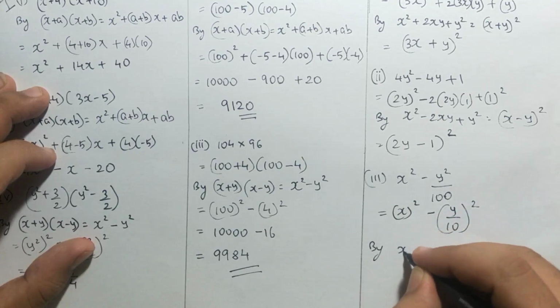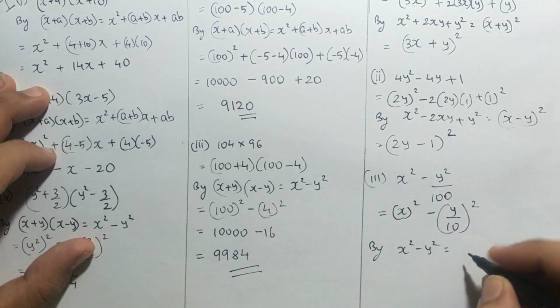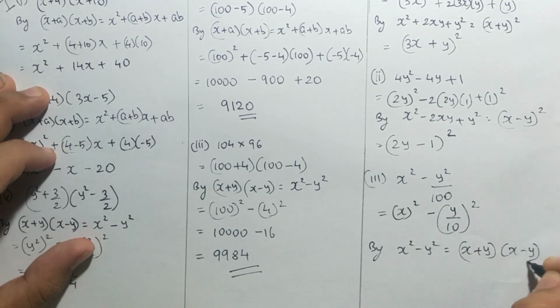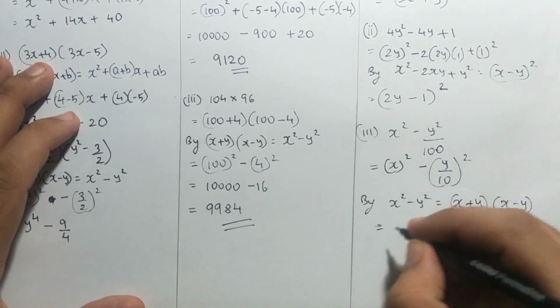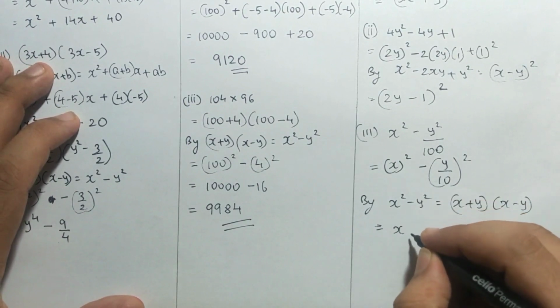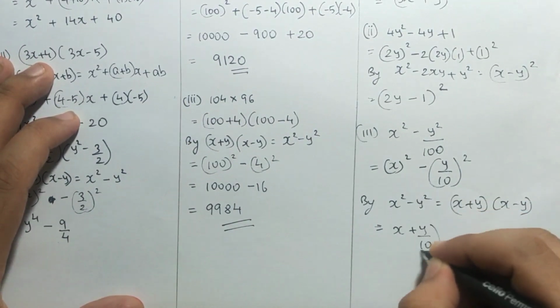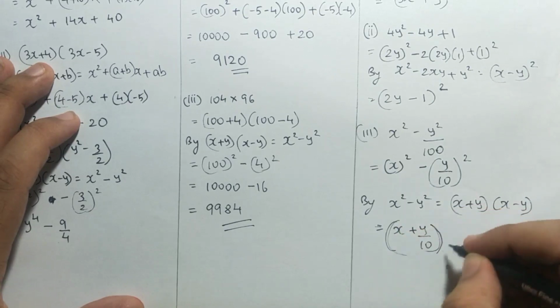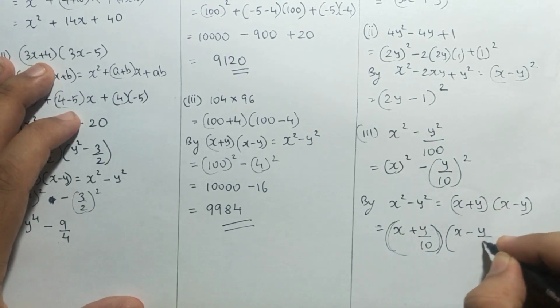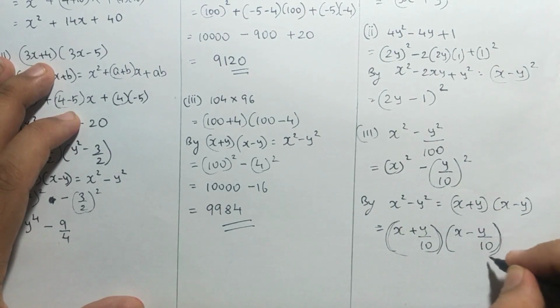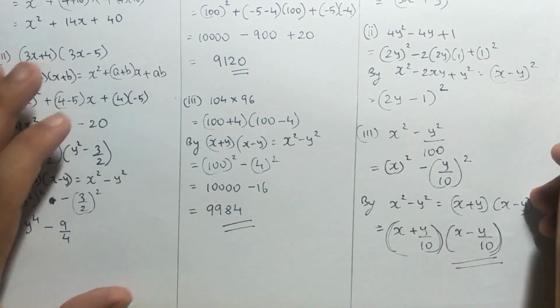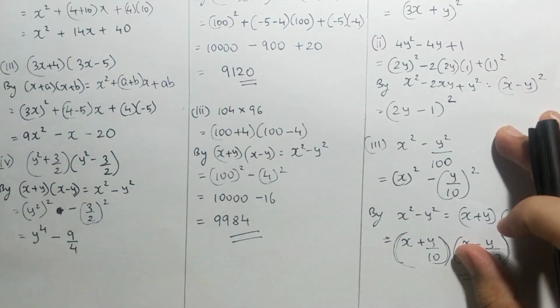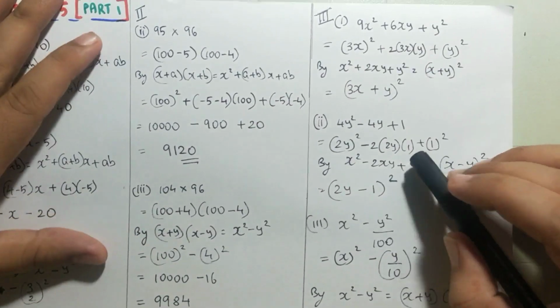So what is our identity? x square minus y square is actually x plus y multiplied by x minus y. Means addition of two terms multiplied by subtraction of two terms. So my first term is x plus y by 10, and the second term is x minus y by 10. x plus y by 10 and x minus y by 10. This is my final answer. Here the third question gets completed.